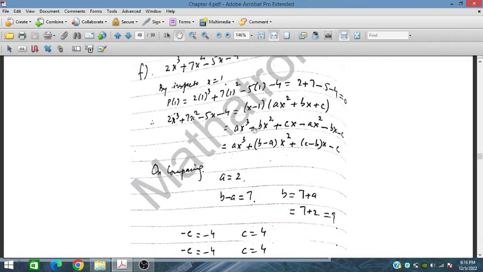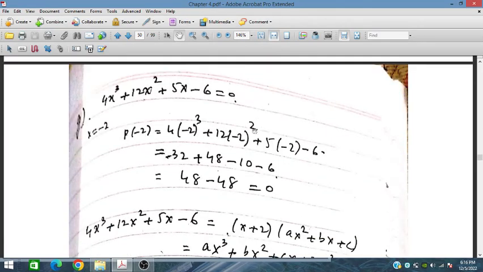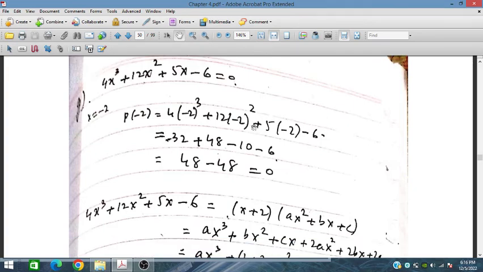Let's solve problem number G. This is 4x cube plus 12x square plus 5x minus 6 is equal to 0. Here in this polynomial we place x is equal to minus 2, and by placing minus 2 we see that the result obtained is 0. So x is equal to minus 2 means x plus 2 is one of the factors.